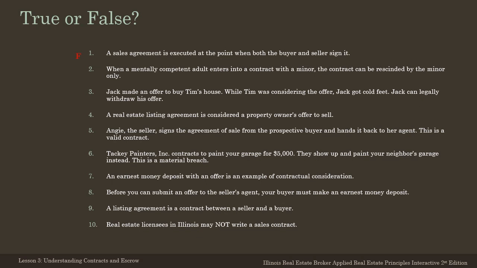If the buyer makes an offer to the seller and the seller signs it, we still don't have a contract until the buyer's been notified that the seller has accepted. So that's really technically when you have a valid contract.